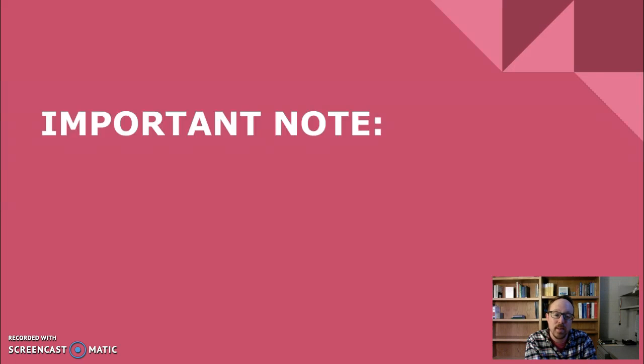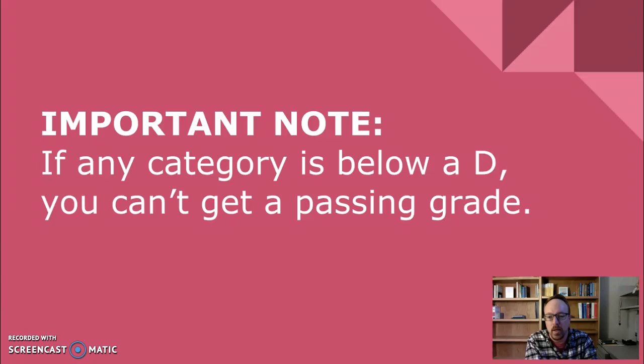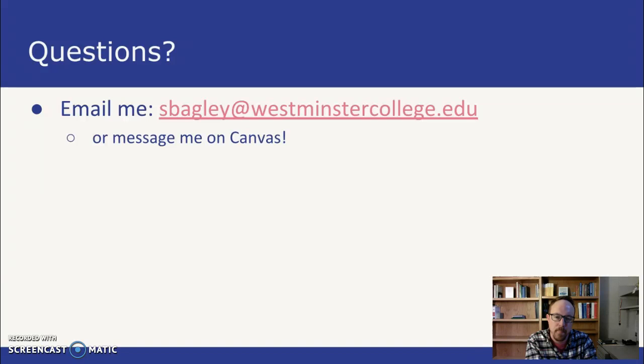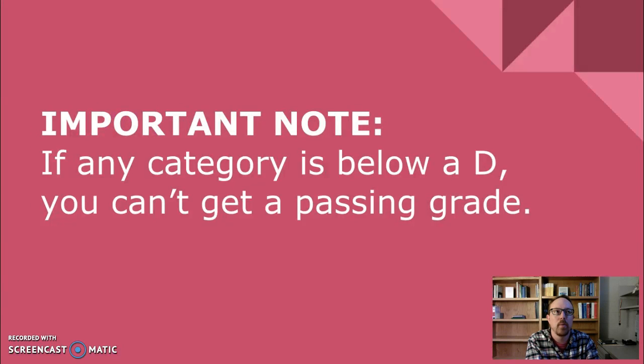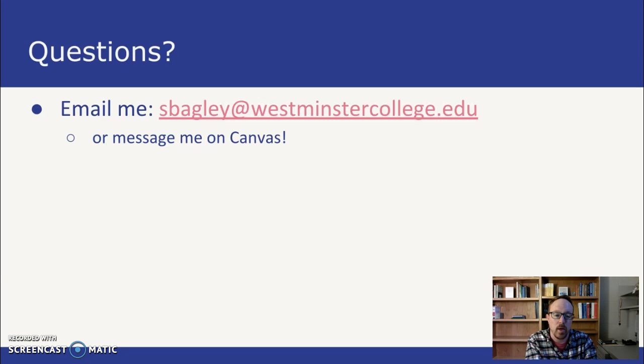Okay, the last and important thing that I want to say here is that if any category is below a D, except for the exams, you can't get a passing grade. The reason for this is to make sure that you work on all of the key components of the course. So you can't just totally skimp on the pre-class quizzes or totally skimp on doing the R modules and hope that the rest of your stuff is strong enough to carry you through. I just want to make sure that you're engaging at least at a reasonable level with all of the components of the course. All right, so that's my little video.